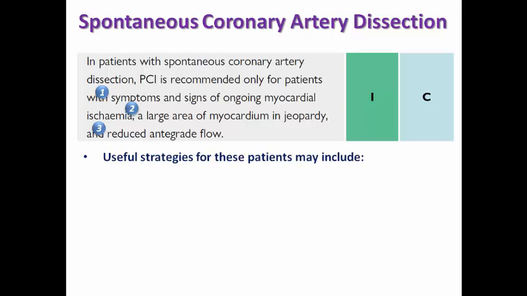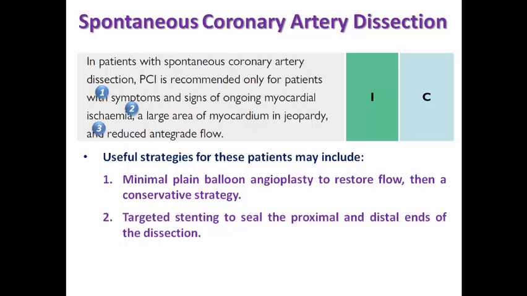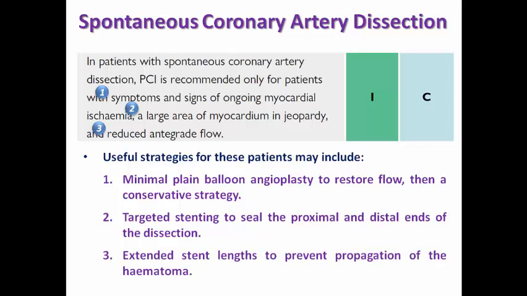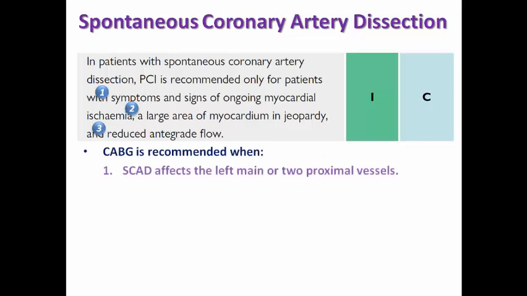There are some useful strategies for those patients to minimize the coronary complications. For example, minimal balloon angioplasty to restore flow without stenting, or just targeted stenting to seal the proximal and distal ends of the dissection, and extended stent length sometimes to prevent propagation of the hematoma in case of extensive dissection. Sometimes CABG is recommended, for example when the dissection affects the left main itself or two proximal vessels.